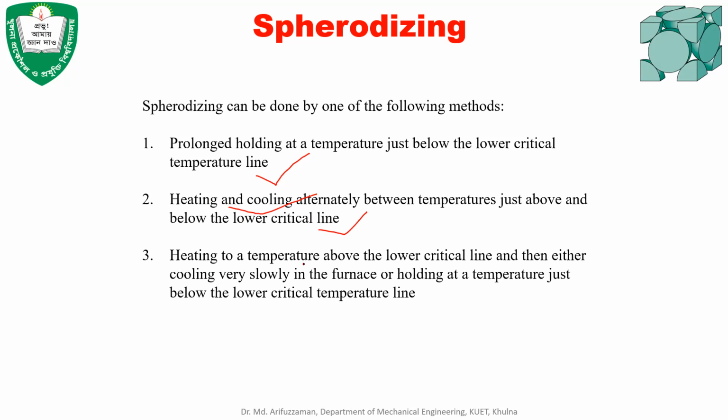And the third one is heating to a temperature above the lower critical line, and then either cooling very slowly in the furnace or holding at a temperature just below the lower critical temperature line. These three methods can be used to produce the spheroidized structure, which improves the machinability significantly, and also increases the tool life.